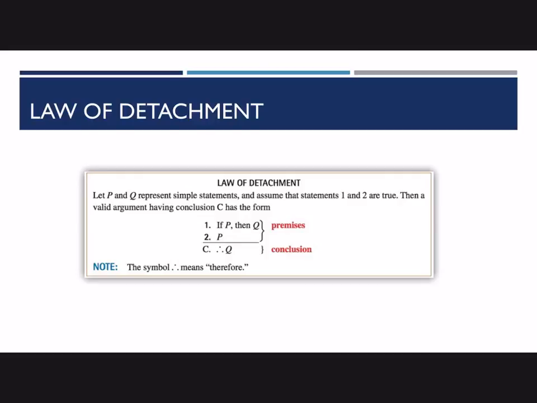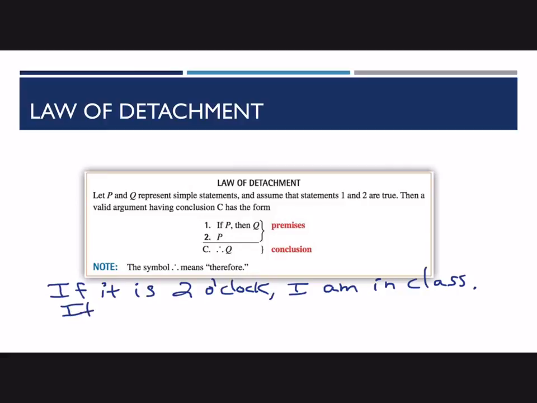So this is the setup. You would have two different premises. You have one that says if P then Q, and then the second one is P, and therefore we conclude that Q must be true. So here's an example. Let's say the statement is, if it is 2 o'clock, I am in class. And then let's say that the next statement is, it is 2 o'clock.